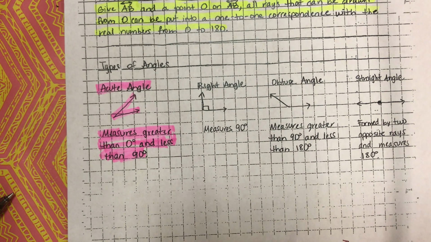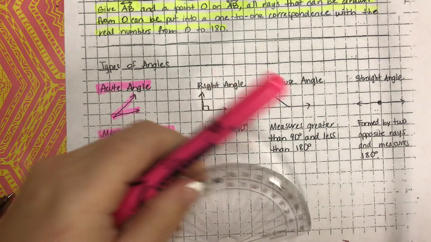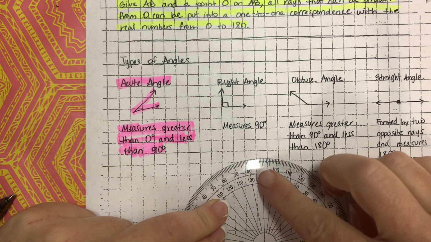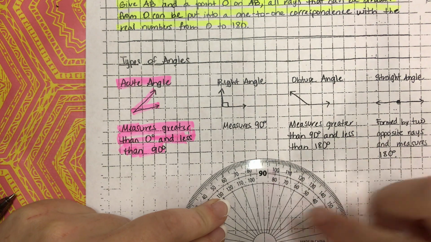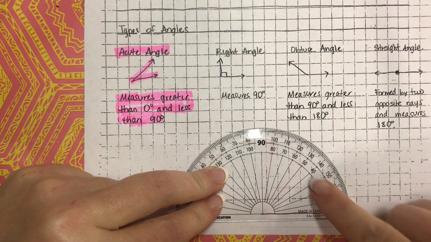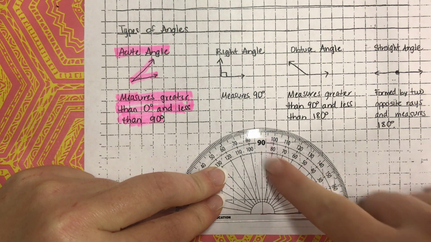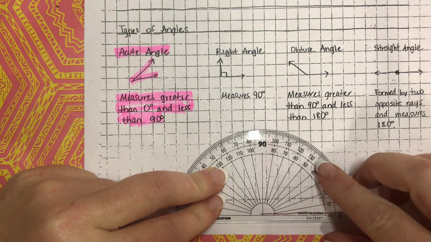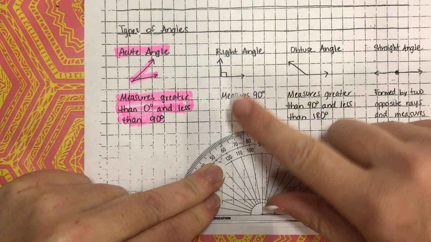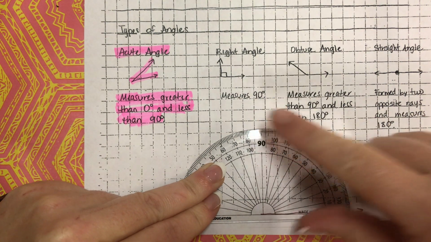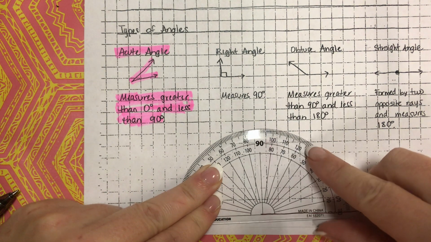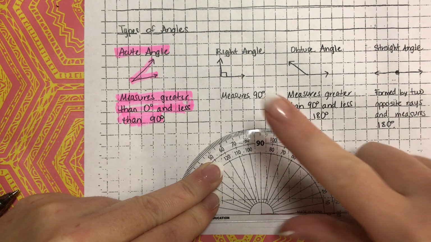So if I go back to my little protractor right here, if I line that up, this is 90 degrees, so that line there. So really anything from here all the way up to 90 degrees, any angle in that realm is going to be an acute angle. Now a right angle measures exactly 90 degrees. So if you go here all the way up to 90 degrees, that's called a right angle.